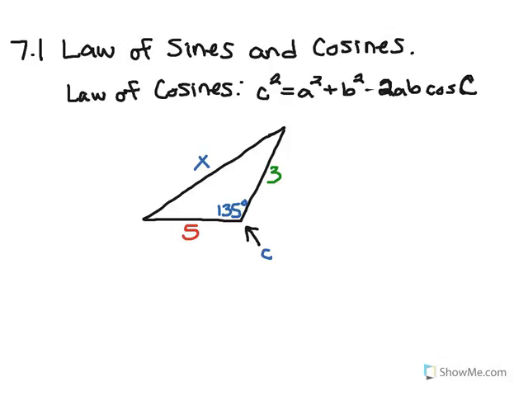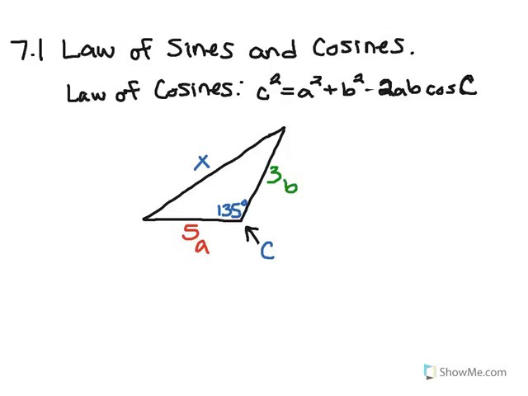Capital C. And the side opposite that would be little c. So here's big C, and this would be little c, which is x. And it does not matter which side is a or b. So this will be a, and the 3 will be b.